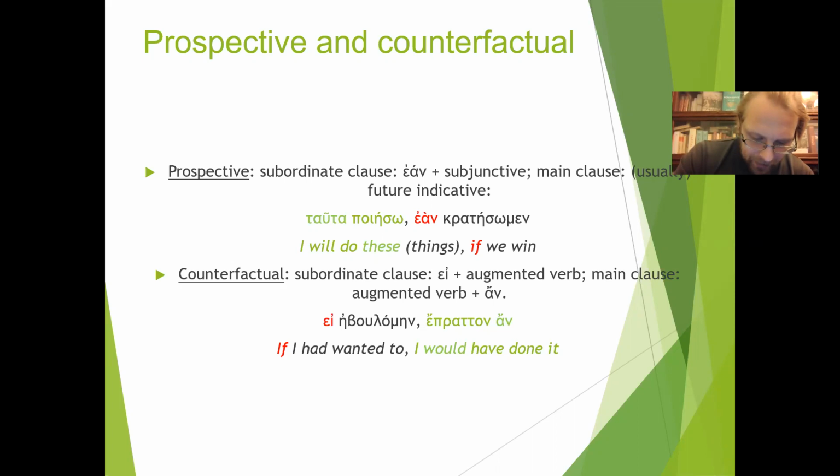So, for instance, in the sentence "Ei ebulomen e pratton an," had I wanted to, I would have done it, we have in the conditional clause the conjunction "ei," followed by the imperfect ebulomen, while the main clause likewise has an imperfect e pratton, conjoined with the modal an. So this would be an example of a conditional sentence containing a counterfactual subordinate clause.